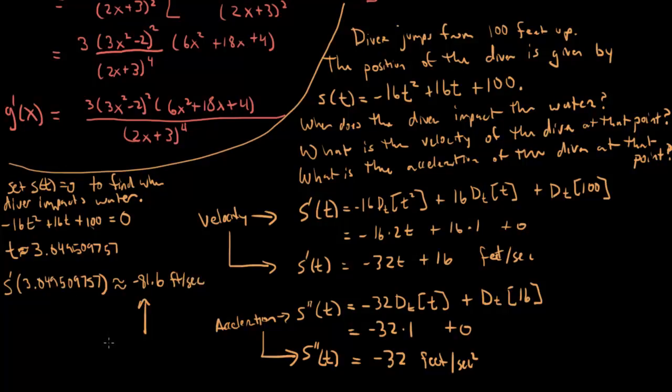So that is the velocity at the point of impact. Now, if you wanted to find the velocity at any other point in time, you could just plug into this velocity function, the first derivative of the position function. So if you want the velocity at time equals 1 second, or 2 seconds, or at 3 seconds, right before impact, you could just evaluate this velocity function at that t value.